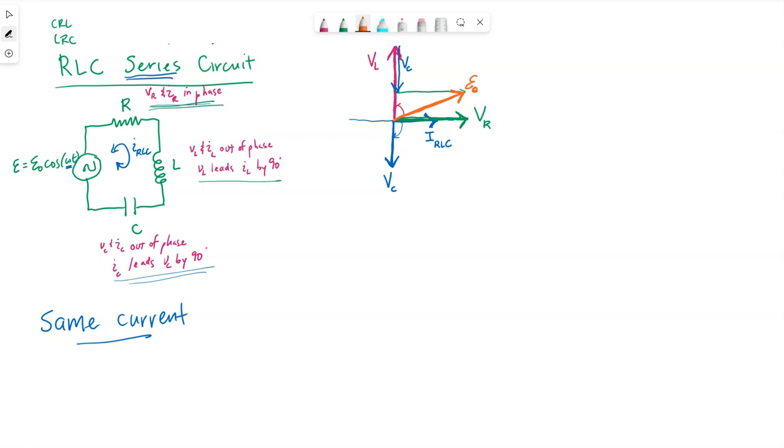If we think of this as a nice little triangle, this horizontal side is VR. This vertical side is the magnitude of VL minus VC. VL and VC are always exactly opposite each other. So, Pythagorean theorem, if this is a right angle, I can say that the hypotenuse squared must equal one side squared plus the other side squared.